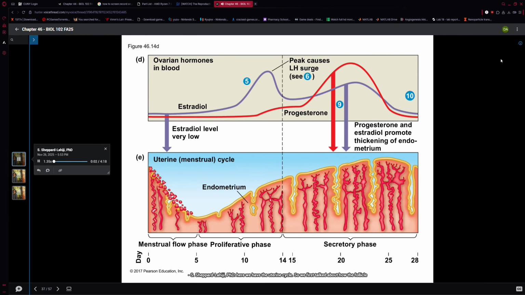Here we have the uterine cycle. So we first talked about how the follicle develops. Now we'll talk about how the uterus kind of cycles and changes. And again, we're still thinking about the role that hormones are playing. So hormones coordinate the uterine cycle, hormones coordinate the ovarian cycle. So when it comes to the uterine cycle, we'll go through these specific phases.